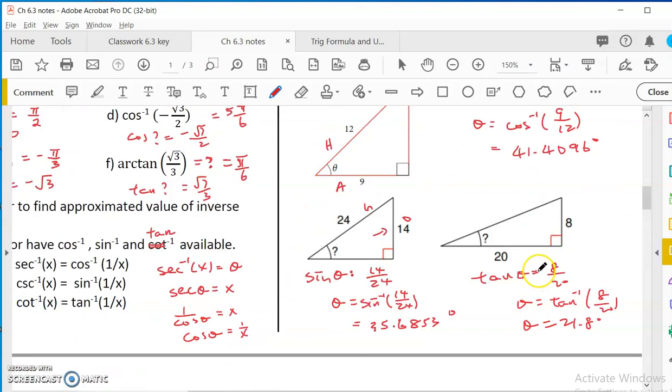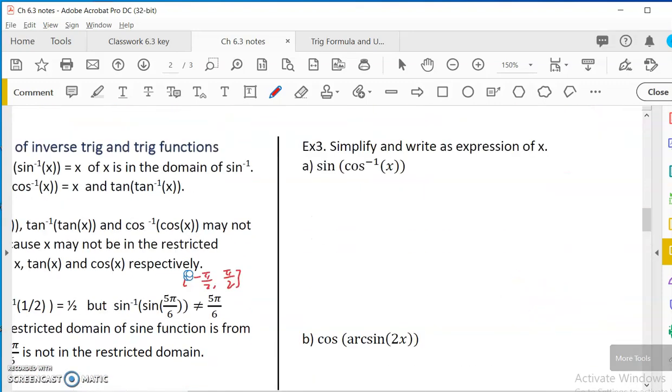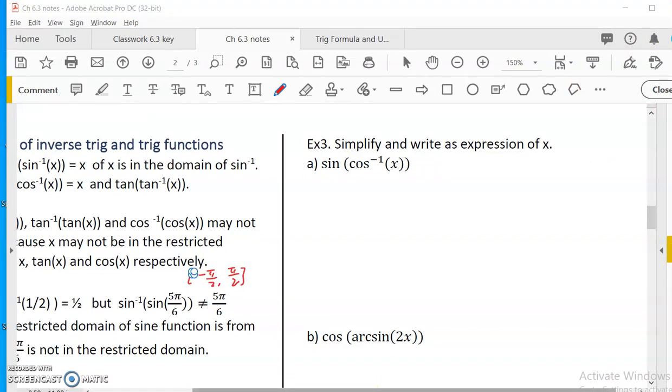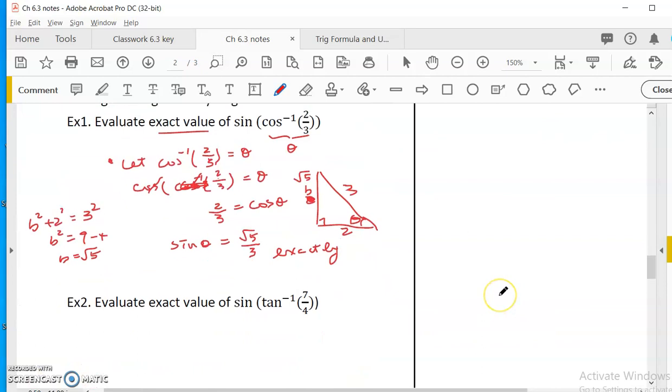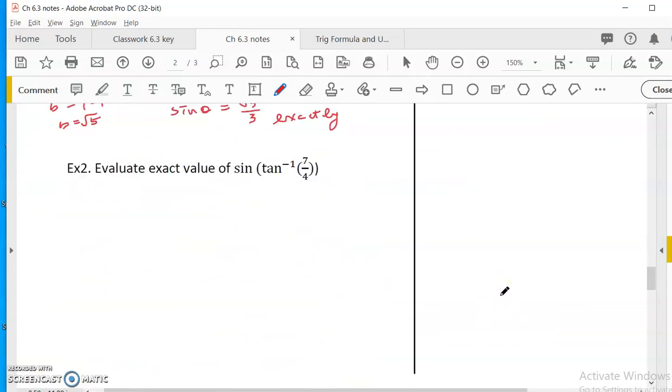Another example: sine of tangent inverse 7 over 4. Again, this must be an angle, theta. So tangent inverse 7 over 4 is equal to theta. Then we take tangent of both sides. Remember, when the inverse is inside, you can always cancel it.